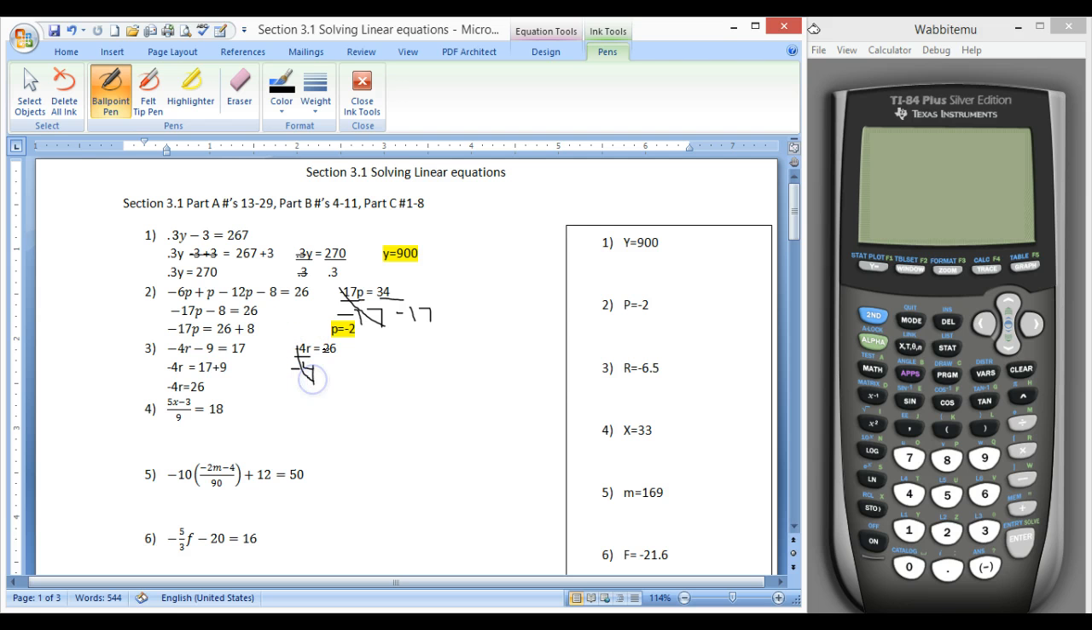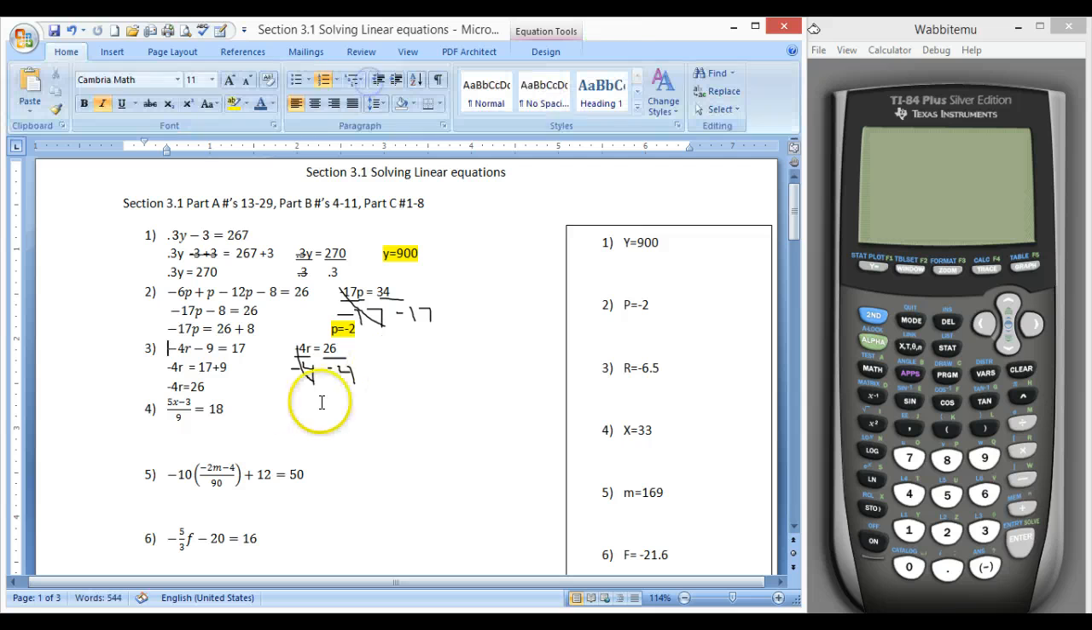and it cancels out on the left. Divide by negative 4, and it cancels out on the right, or it reduces on the right, and I'm left with, on the left hand side, because it's canceled out, I have r. 26 divided by negative 4 does not go in evenly, so I'm going to type in 26 divided by negative 4 equals negative 6.5, and we're done, which matches my answer on the other side, and I'm going to highlight it to show that's the answer.